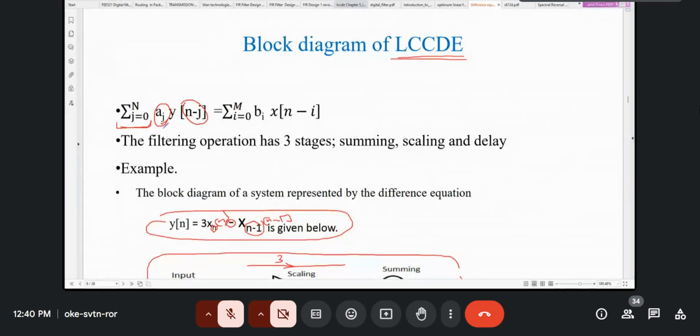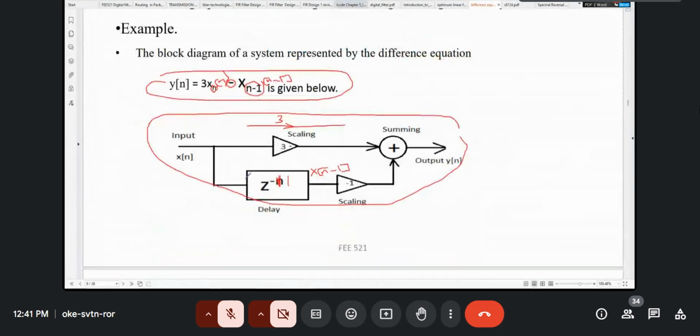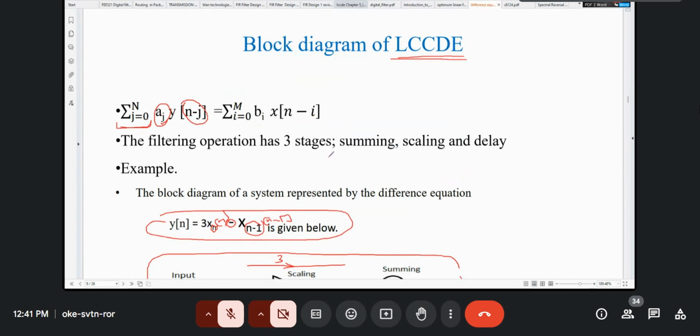So we have seen this already. That is the summation for j equal to 0 to n of a_j y of n minus j is equal to the summation for i equal to 0 to m of b_i x of n minus i. We have already dealt with that. So the filtering operation normally has 3 stages. Again, we are going to look at that in detail. There's the summing, because you are doing these summations. There is scaling of these coefficients, and there is delay. So that will be the complete filtering operation.